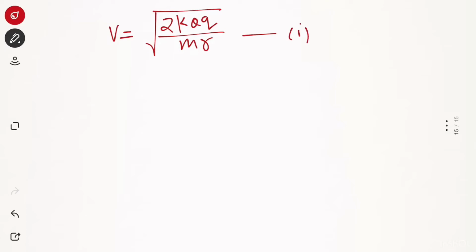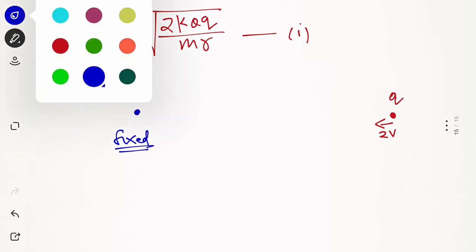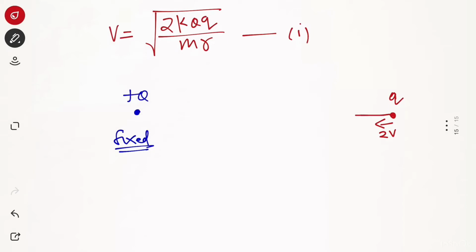Now the second condition which is given: if we shoot this small charge q with speed 2v, and here we have our fixed charge capital Q, plus q, which is fixed and at rest. So what will now happen? The charged particle small q will again come closer to this positive charge Q, but at a certain point it will start experiencing a repulsive force. Because of that, its speed will continuously decrease, and at a point its speed will become 0.